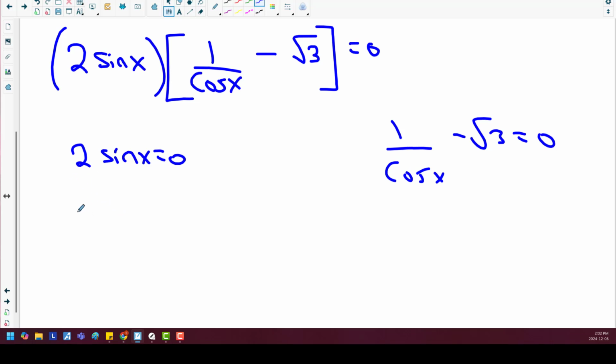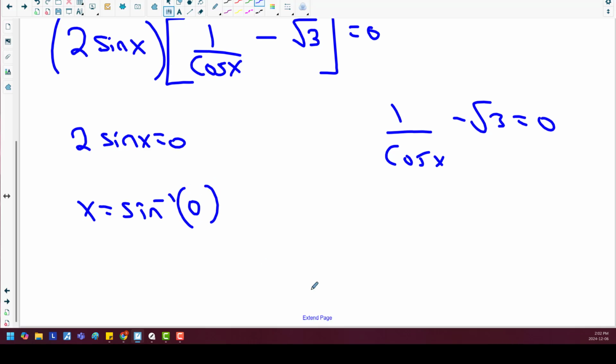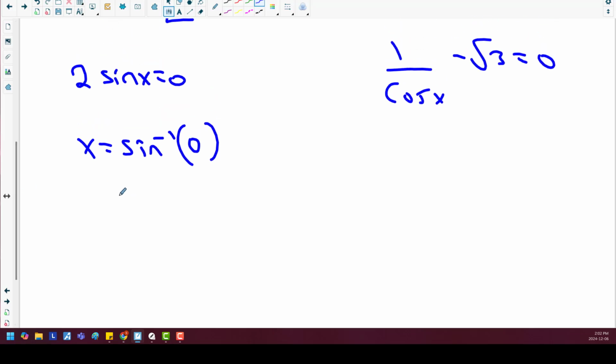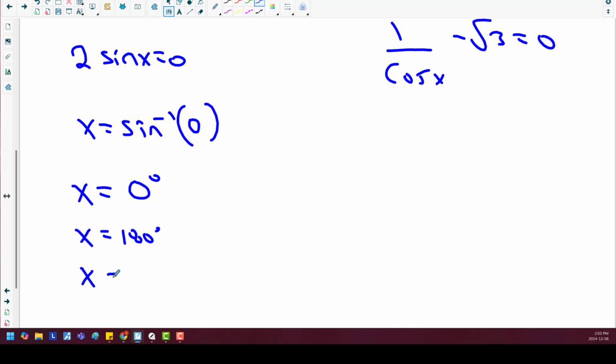It just cancels out. So x is equal to the inverse sine of 0, which, if you remember, when is sine x equal to 0? When it's at the center line? If you're doing this in degrees, you'll get 0 degrees, you'll get 180 degrees, and you'll get 360 degrees.